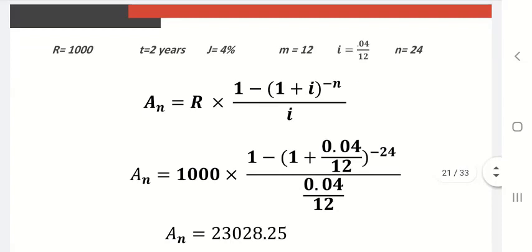By substituting in the formula, A sub N equal R times (1 minus (1 plus I) to the power negative N) over I, R equal 1000, J equal 4%, I equal 4 over 12, and N equal 24. So A sub N equal $23,028.25.